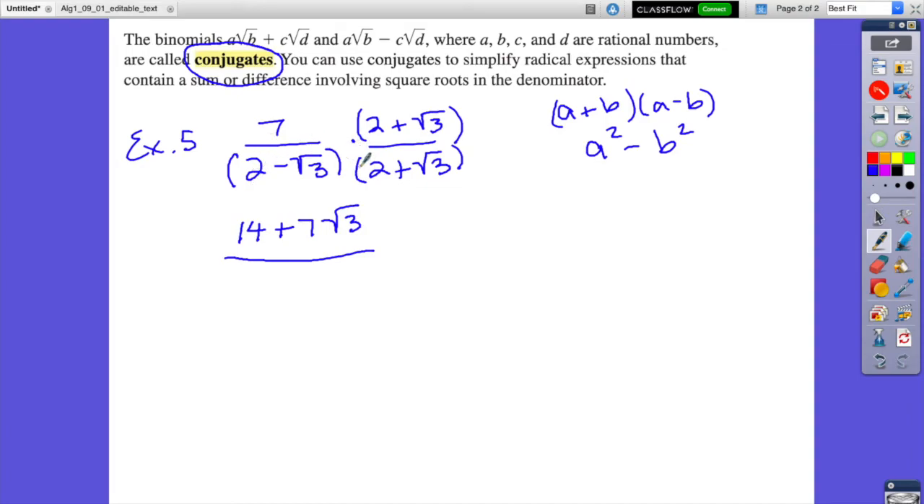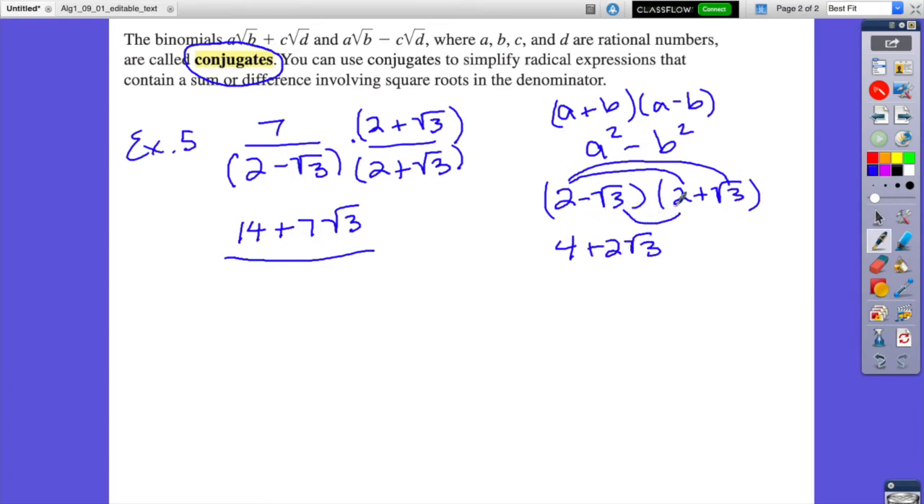So I'm going to do it the long way, and then I'm going to also show you the short way. So the long way is, I'll put it here on the side, 2 minus the square root of 3 times 2 plus the square root of 3. Okay, first, 2 times 2 is 4. 2 times square root of 3 is plus 2 square root of 3. Negative square root of 3 times 2 is going to be negative 2 square root of 3. And then negative square root of 3 times square root of 3 is going to be negative square root of 9.